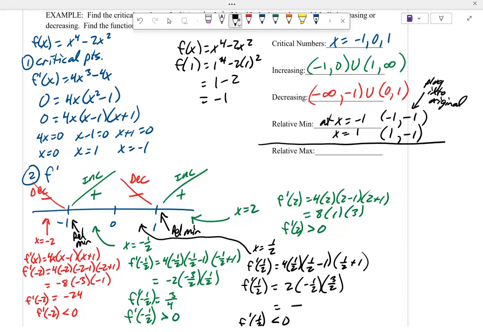Okay? And then where would we have a local max? Well, I would have a local max right here when I increase and then decrease. So it would be at 0, right? If I increase and then decrease, I'm going to have a relative or local max. So at x equals 0, or the point 0, comma, plug it into the original, and it spits out 0.